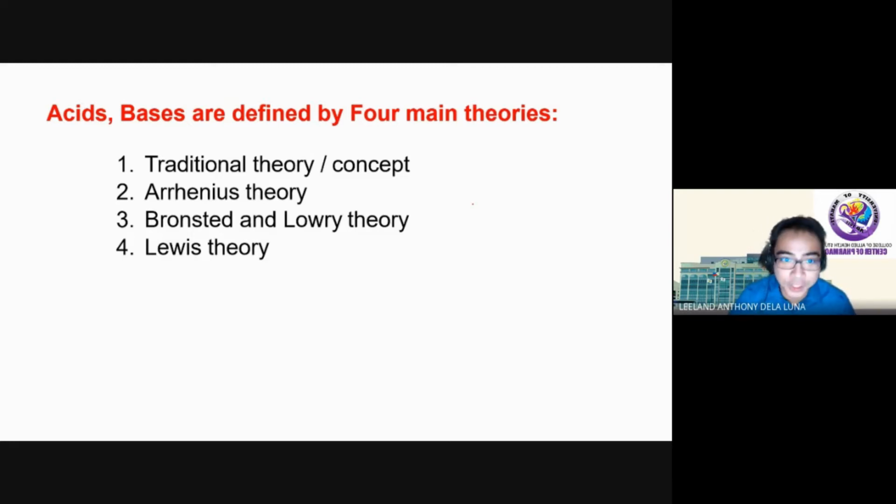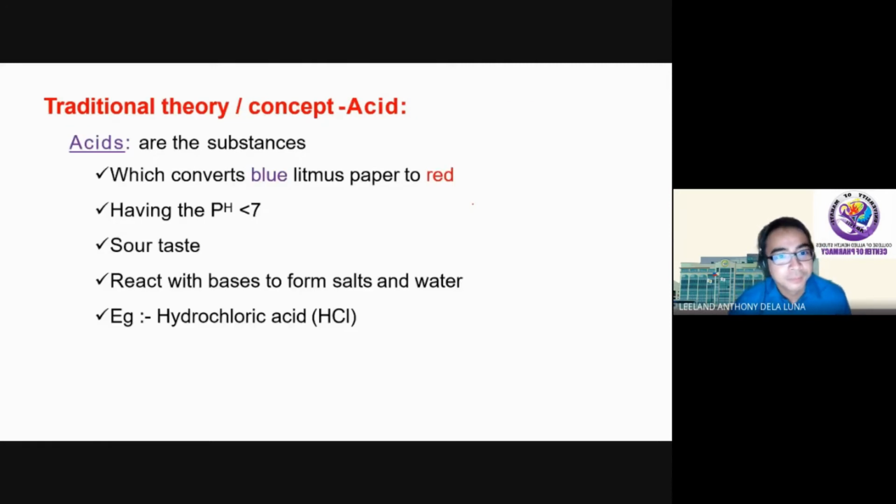Okay, so sa traditional class, this is the easiest theory that we have. Okay, sabi natin, ano bang acid? An acid is any substance that converts blue litmus paper to red, right? And its pH is usually less than 7. So sabi natin, 7 being the neutral pH. Okay? It's the neutral pH. So sabi natin, generally, all acids are sour, and they react with bases to form salts and water.